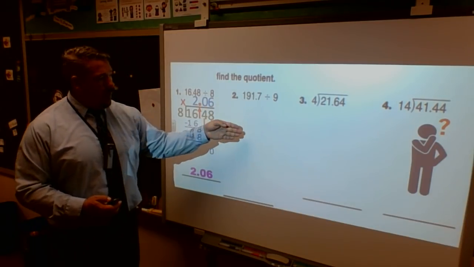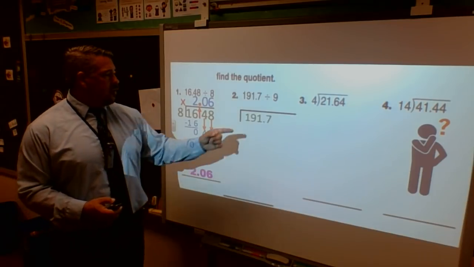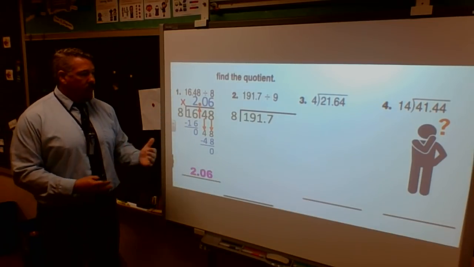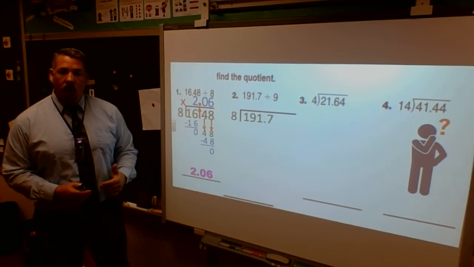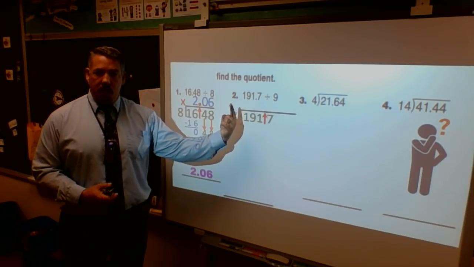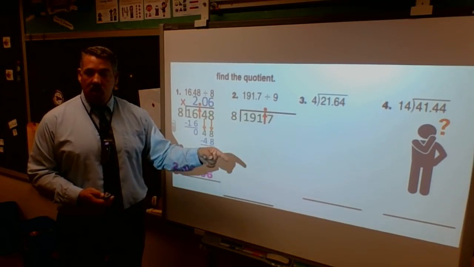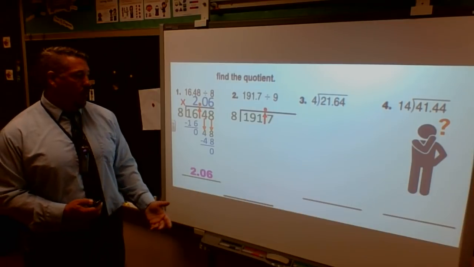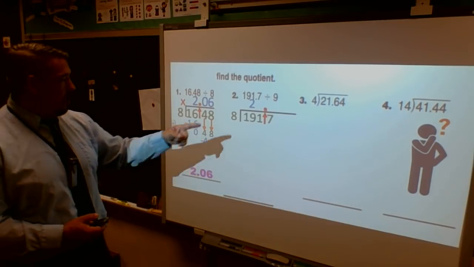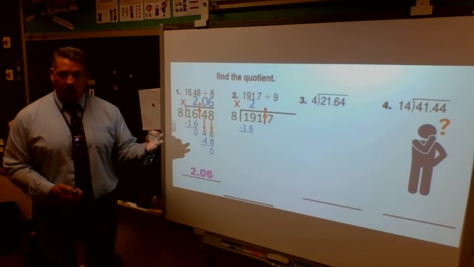Once again, I have to build my division box, and I have to have my first number as my dividend. My second number is my divisor, and then I work to get my quotient. I can divide a decimal by a whole number, so my step number one is to raise my decimal up, and then I just do the math. So 8 goes into 19 how many times? Well, 8 goes into 19 twice, because 2 times 8 is 16, and 16 gives me a remainder of 3.